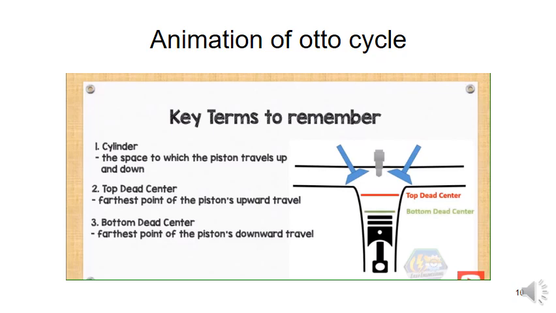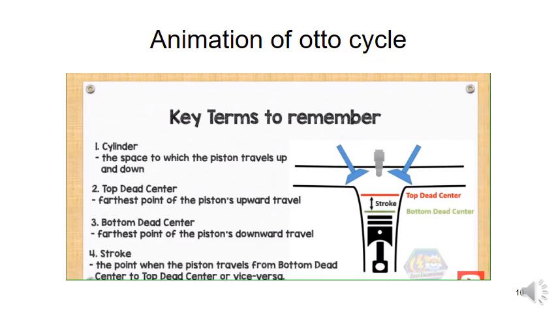So the Otto cycle is mainly used for gas engines, which is what we call the petrol engines from petrol cars. Here the piston moves from bottom dead center to top dead center, or vice versa.